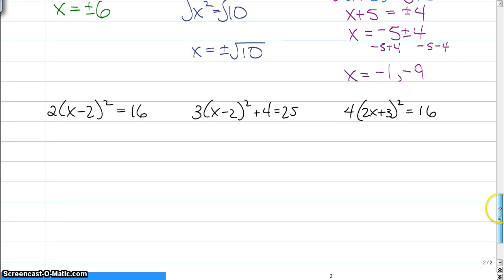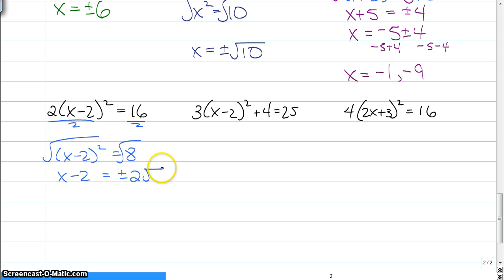So, a couple more. We have 3 left in these notes. So why don't you go right ahead and try the first one and see if you get the right answer. So this one's just a little bit different. The first thing you probably did was divide both sides by 2, and you ended up getting x minus 2 squared is equal to 8. Then you square rooted both sides, and you got x minus 2 is equal to plus or minus 2 root 2.